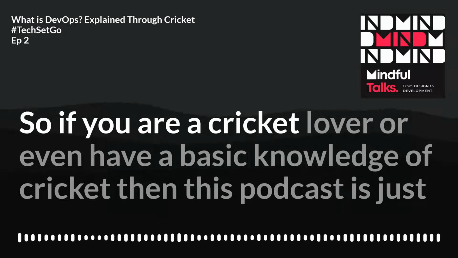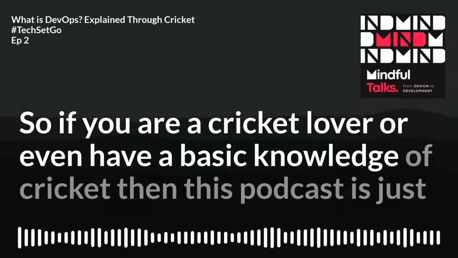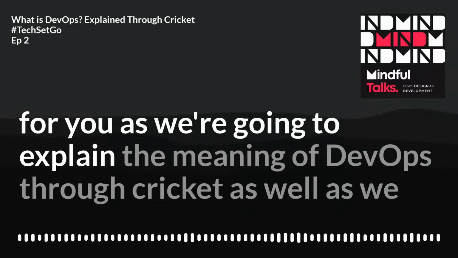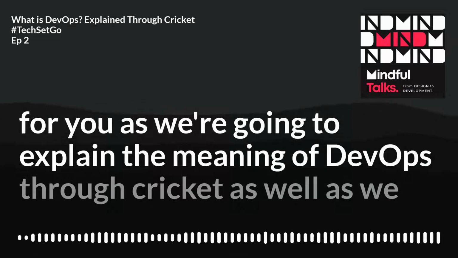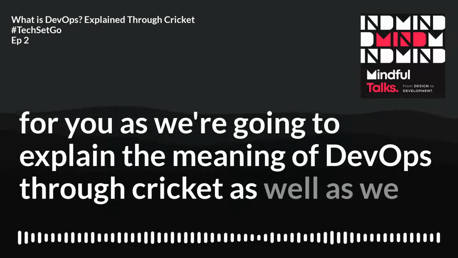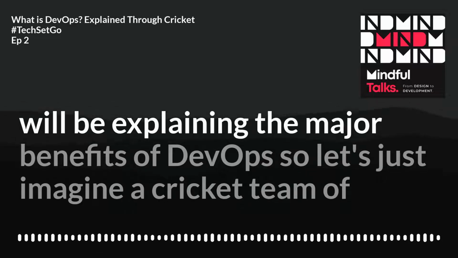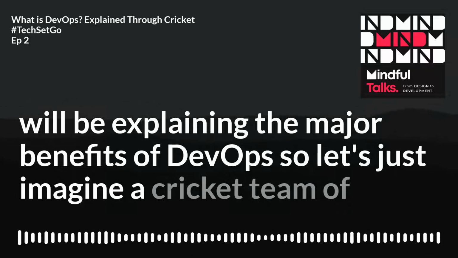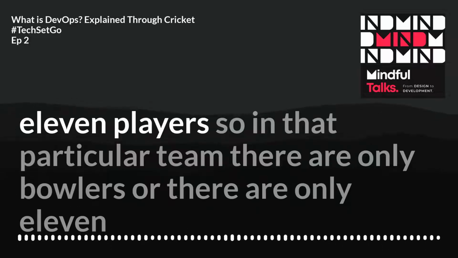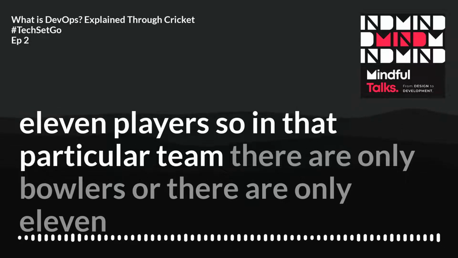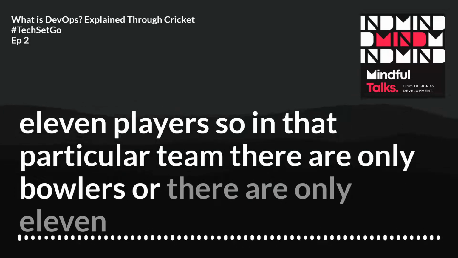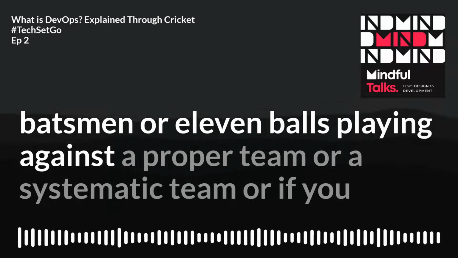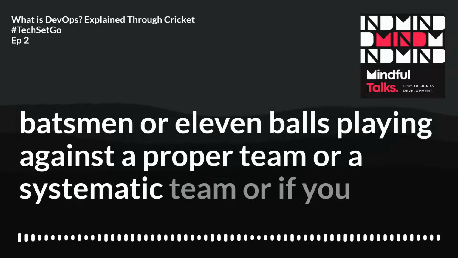So if you are a cricket lover or even have a basic knowledge of cricket, then this podcast is just for you, as we're gonna explain the meaning of DevOps through cricket, as well as the major benefits of DevOps. So let's just imagine a cricket team of 11 players. In that particular team, there are only bowlers, or only batsmen, 11 batsmen or 11 bowlers playing against a proper team or a systematic team.